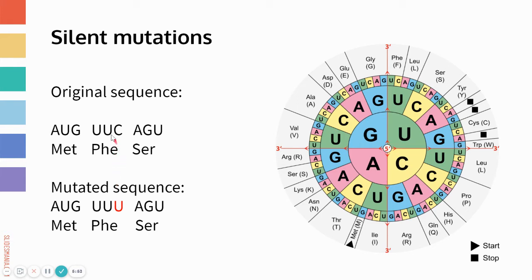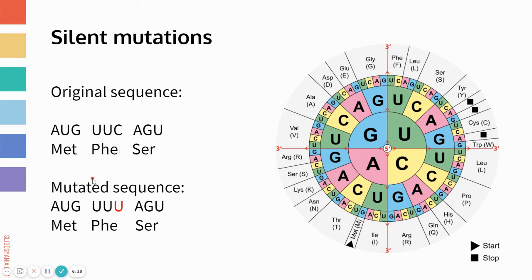So let's look at an original sequence: AUG UUC AGU. And hopefully at this point, you guys are pretty good at using the codon wheel or the codon chart to figure out, given a codon like this, what amino acid we are coding for. And in this particular case, our three codons code for methionine, phenylalanine, and serine.